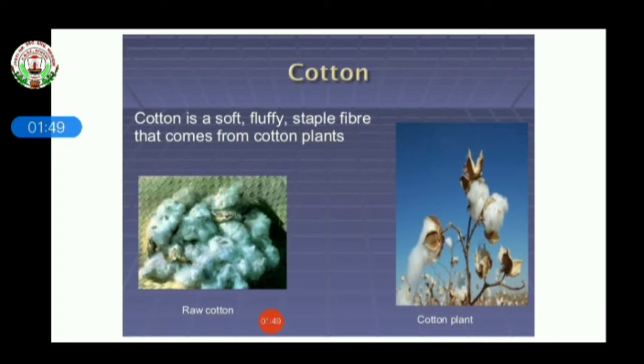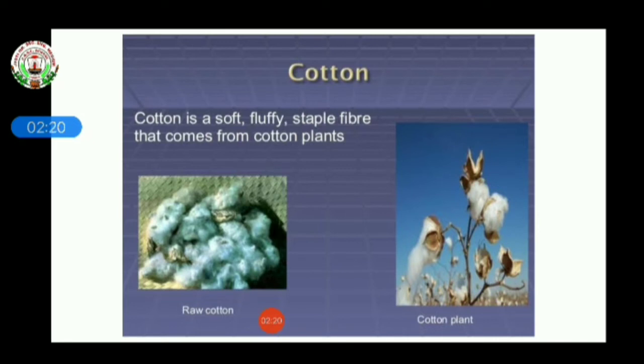Each fiber is made up of 20 to 30 layers of cellulose coiled like springs. Cellulose, as I said, is a kind of carbohydrate sugar present in the cell wall of a plant. Next, when the cotton ball or seed case is opened, the fibers dry into flat, twisted, ribbon-like shapes and become kinked together and interlocked.